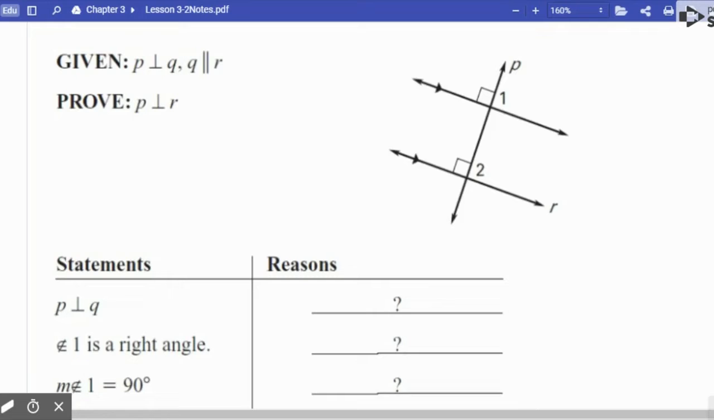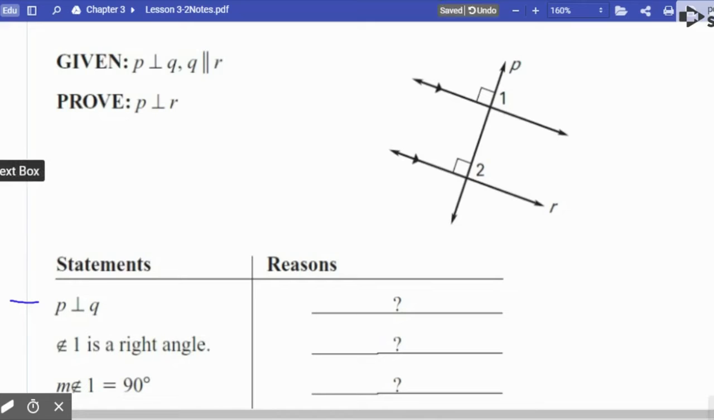Okay, let's take a throwback to chapter 2 and everyone's favorite. Proofs. Given that P is perpendicular to line Q and line Q is parallel to line R, I want to prove that line P is in fact perpendicular to line R. Let's take a look here. Statement 1. Right here. P is perpendicular to Q.